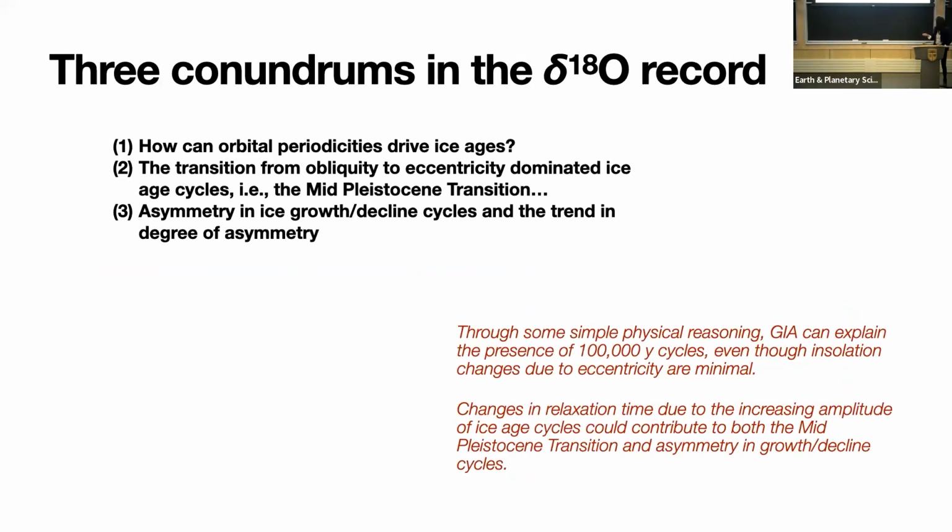Okay, and so to summarize those three conundrums, I explained how previous authors found GIA, glacial isostatic adjustment, to be crucial in producing these kind of 100,000-year ice age cycles. But what I've suggested is that accounting for how the relaxation time changes with ice sheet mass or length scale might play a role in both of these other parts of Pleistocene ice ages.